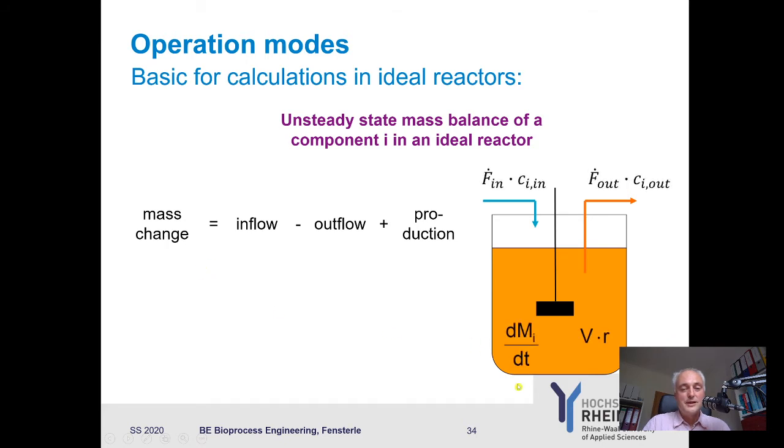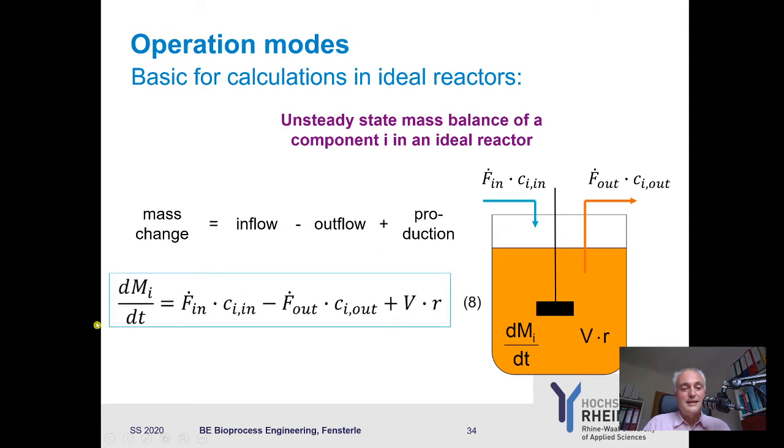It's very simple. It's the change in the mass over time. And then you have your inflow, the flow rate in, for the concentration in, the flow rate out for the concentration out. And here you have your production or consumption rate for the volume. And at the end, you get this equation. And this is basically the same as we have talked about in balancing stuff. Okay, so this is the equation we use as a starting point for everything.